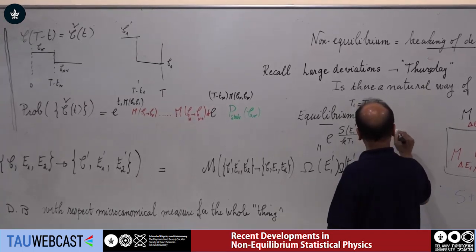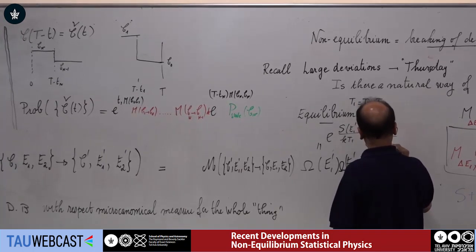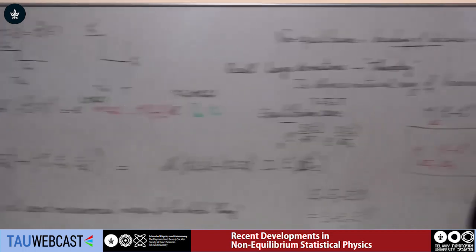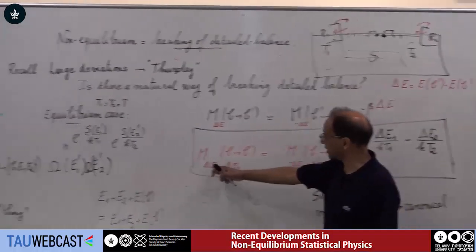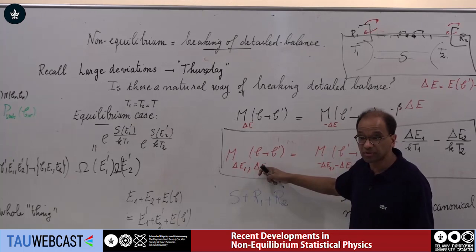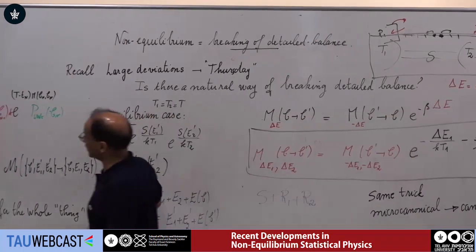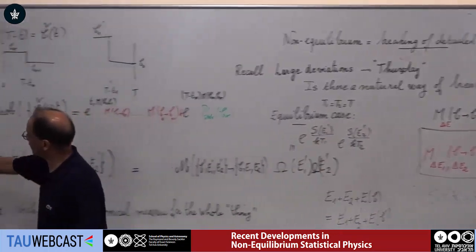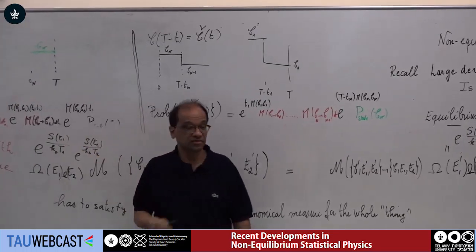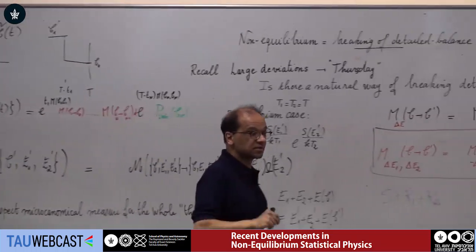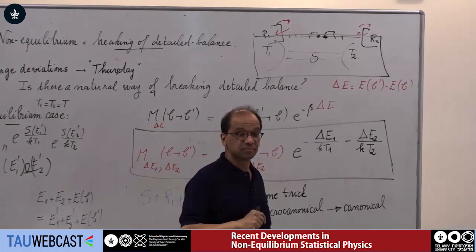And we are done. Because now, if you remember, the system is very small with respect to the reservoirs, so delta E1 and delta E2 are very small. So here I will have S of I prime 1 minus S of I1. It's delta E1 dS over dE1, which is 1 over T.